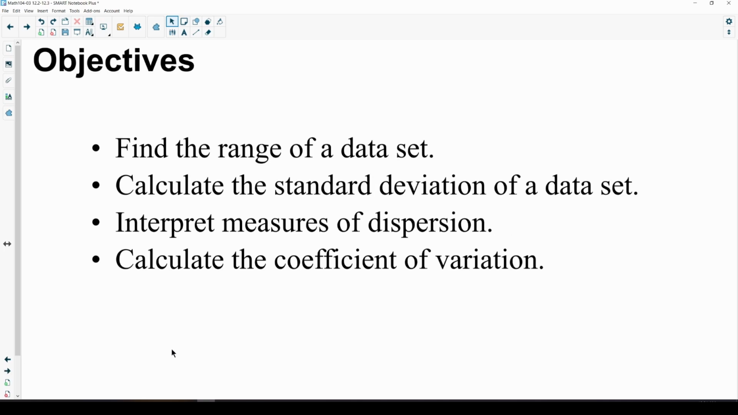So we have a few objectives in this set. We're going to find the range of a data set. We're going to calculate the standard deviation of a data set. We'll interpret measures of dispersions and what those are. And then we'll calculate the coefficient of variation.